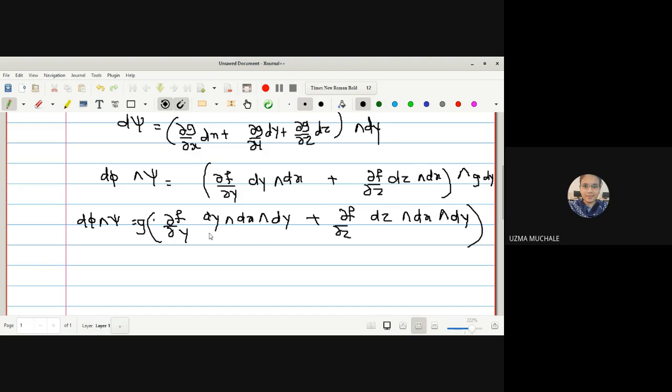Again, which term will be 0? Here dy wedge product with dy is 0. So we remain with d phi wedge product with psi is equal to g as it is, and here we have dou f by dou z dz wedge product with dx wedge product with dy. Let me name this equation C1.